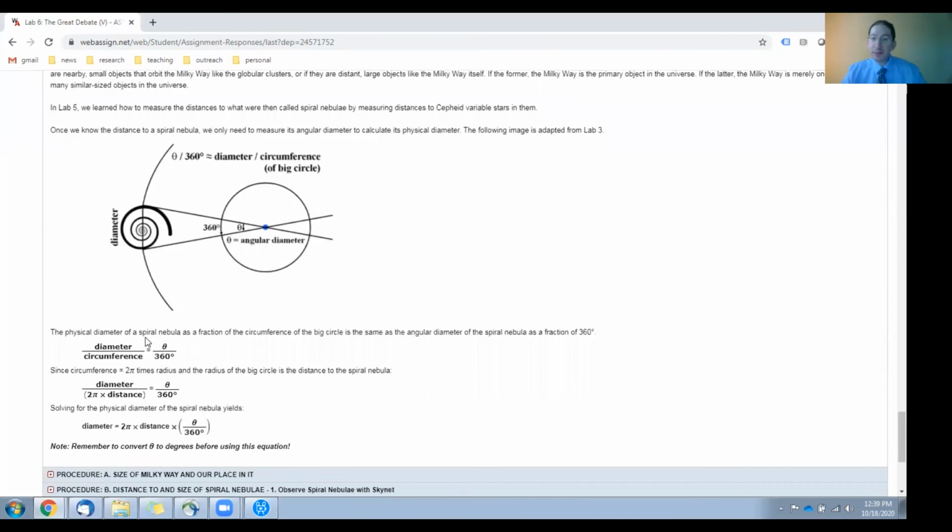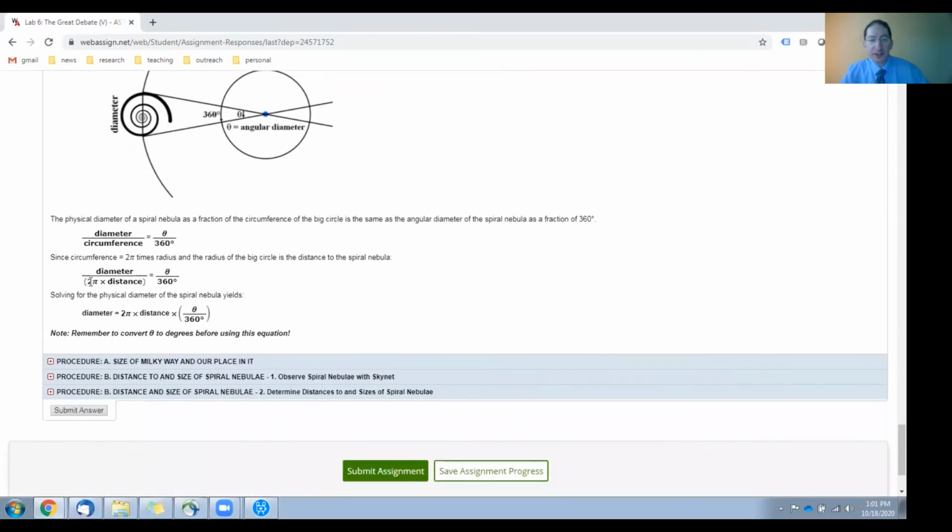And you'll do that using the same geometry that we've used in so many of these labs. As you can see in this figure, the angular diameter of the spiral nebula as a fraction of 360 degrees is equal to the physical diameter of the spiral nebula as a fraction of the circumference of this large circle. That's the equation we have here. And the circumference of this large circle is just 2 pi times its radius, which in this case is the distance between us and the spiral nebula. That's substituted in here. And then solving this equation for diameter, we get this.